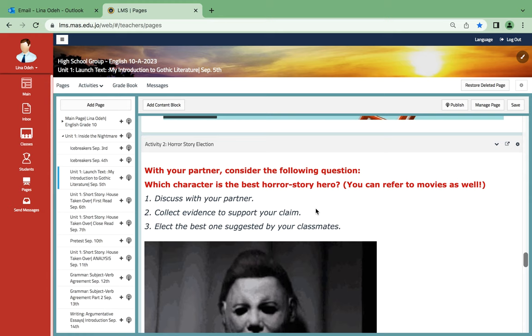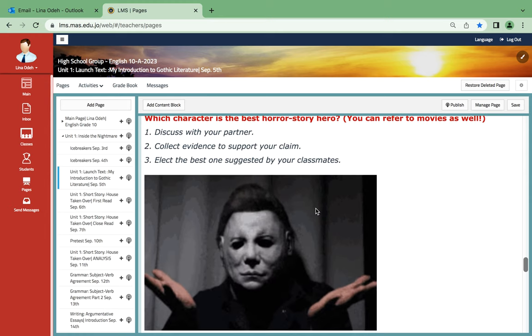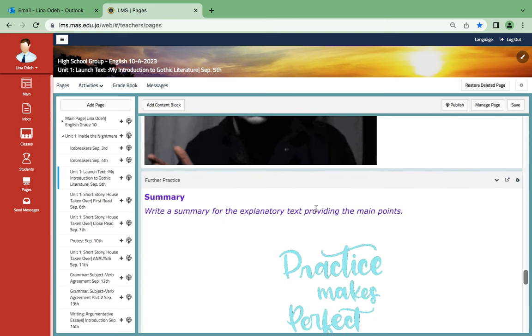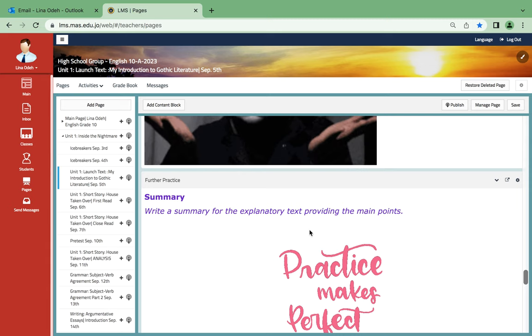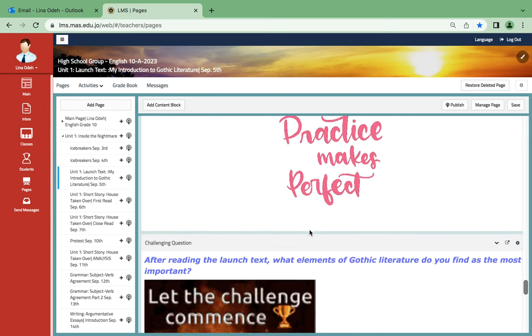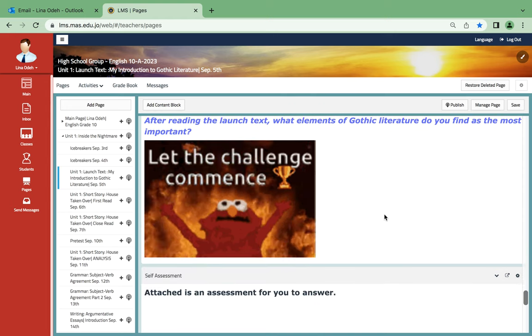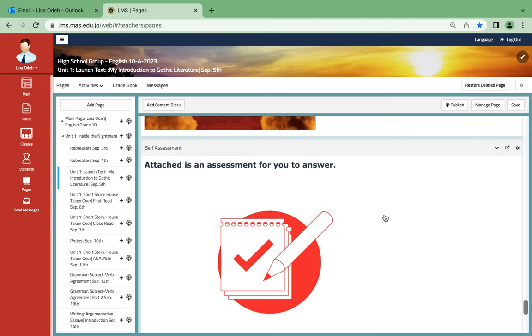You're going to discuss with your partner, collect evidence to support your claim, and select the best one suggested by your classmates. As for further practice, for those of you who are struggling to understand the concept, you will write a summary for the explanatory text, providing the main points. For the challenge question, after reading the launch text, what elements of Gothic literature do you find as the most important? Of course, we're going to review them all.